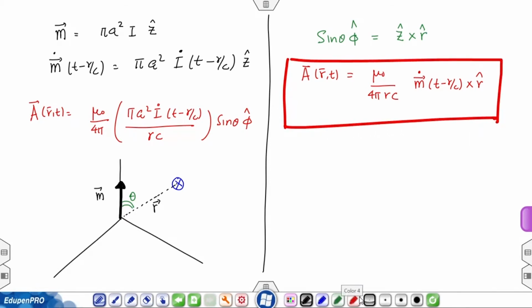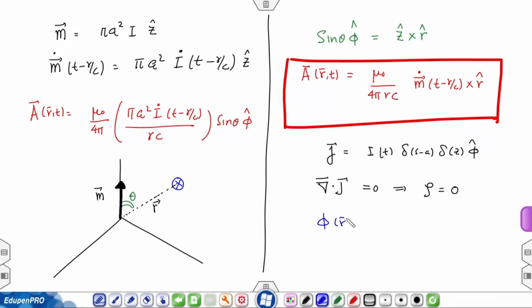And as I had remarked earlier, J is equal to I(t) δ(s − a) δ(z) in the φ direction. Therefore, the divergence of J is equal to 0, and this implies ρ is 0. There is no charge, only current, and therefore, φ(r, t) is 0. The only thing we have is the vector potential, and I can calculate everything from that. Let us do that calculation now.